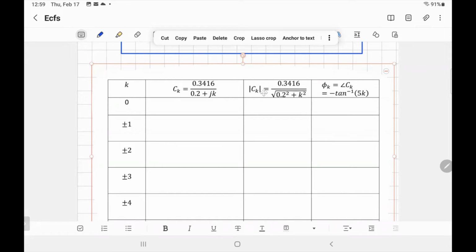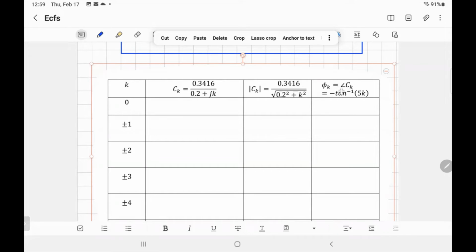How do you find the magnitude? The magnitude of a real number stays the same. But if you have a complex number, to find the magnitude, you find the square of the real part and the square of the imaginary part, add them, and take the square root. That's the magnitude.